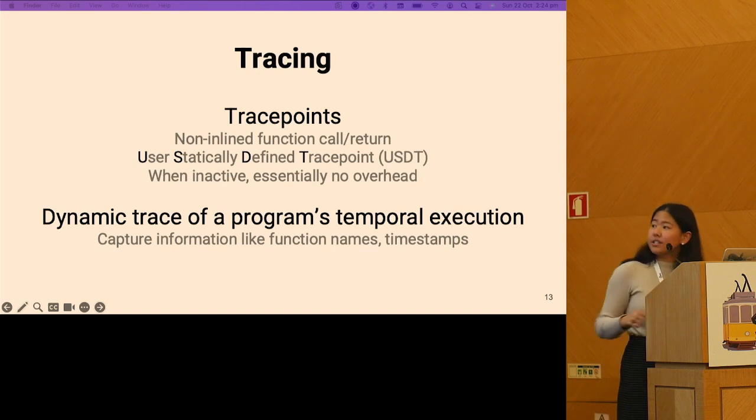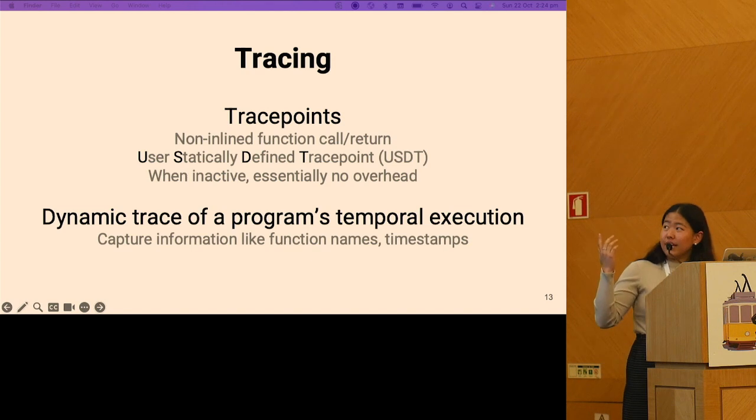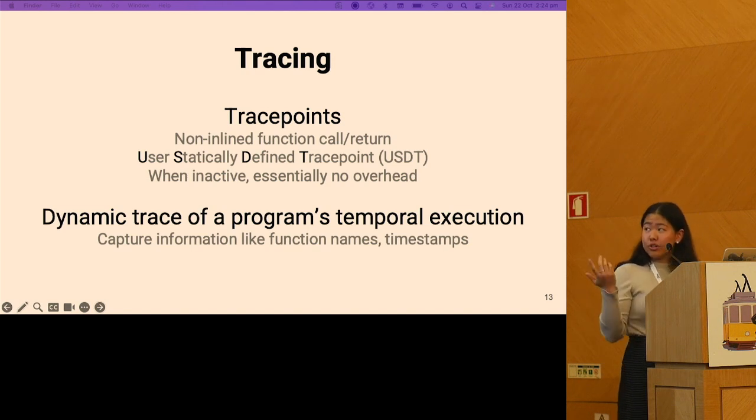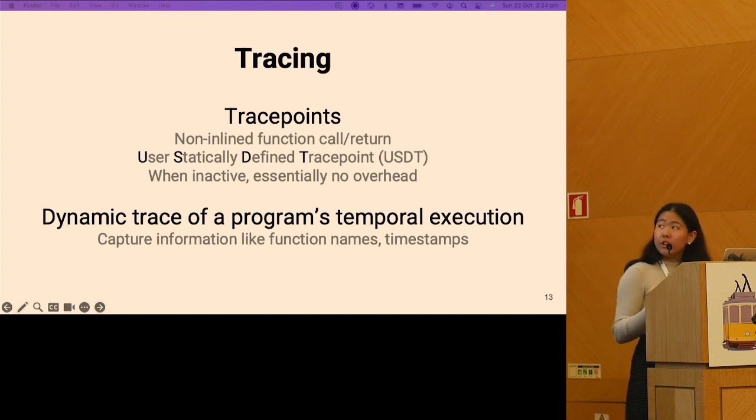So the key idea with tracing is that we're capturing a dynamic trace of a program's execution. And this is done through these things called trace points. Trace points can look like non-inline function calls and returns, or things that we statically define into our code. And they're either active or inactive, and that's something that you toggle at runtime. Trace points can also take arguments, which will be important later.